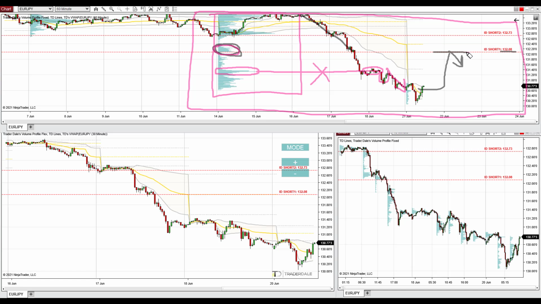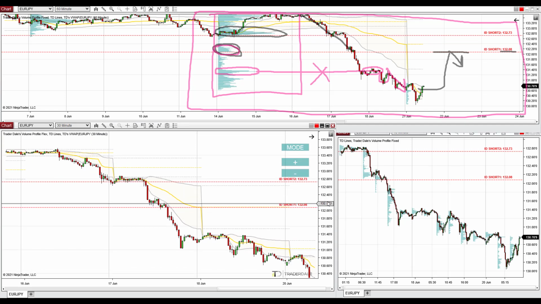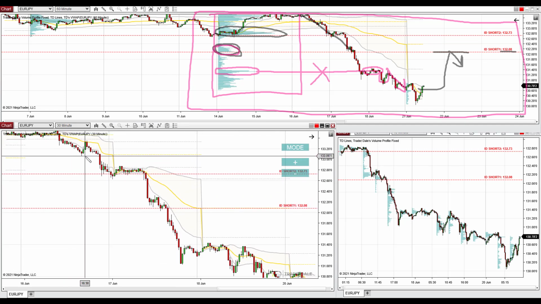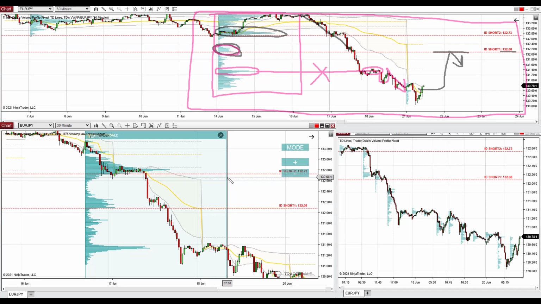And the second one, this is basically the same. There is a significant volume zone. You know what? Let me show you with the flexible volume profile in here on this chart. I'll show you all those three. This is the first one. This is where it got tested. This is the second one.